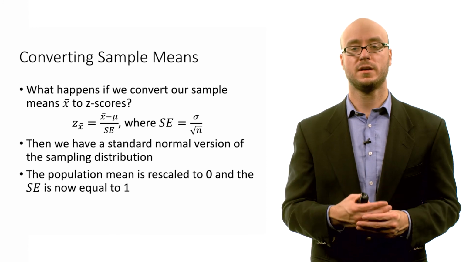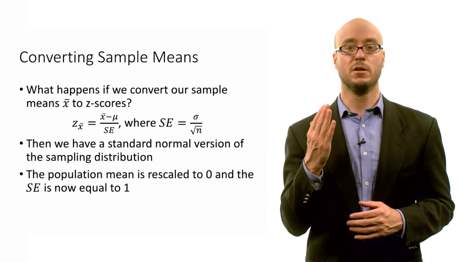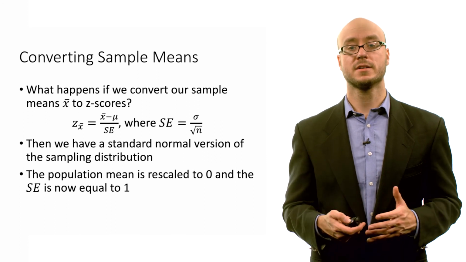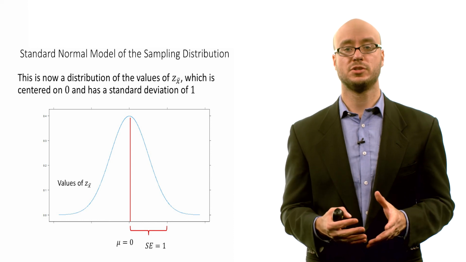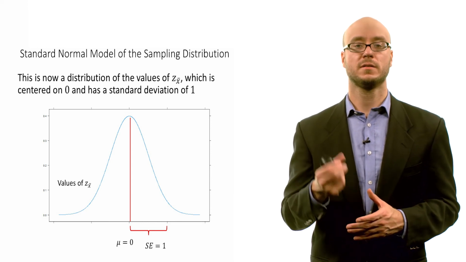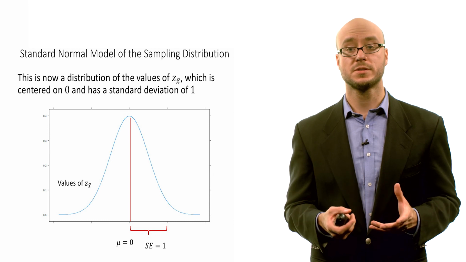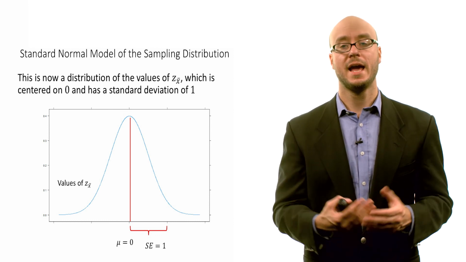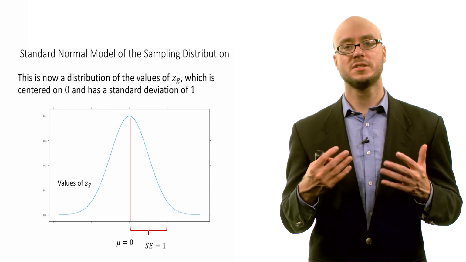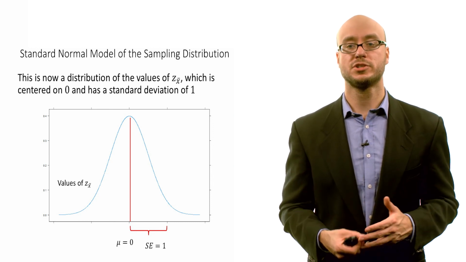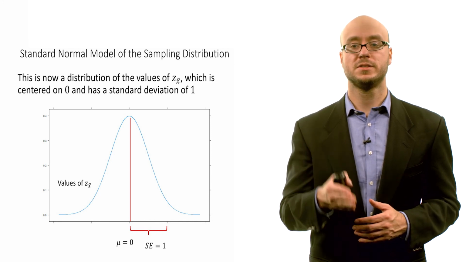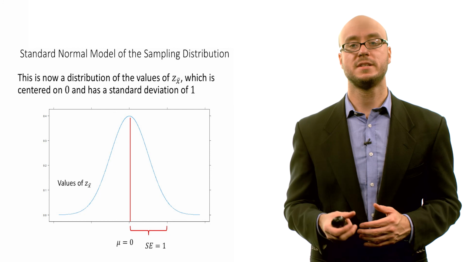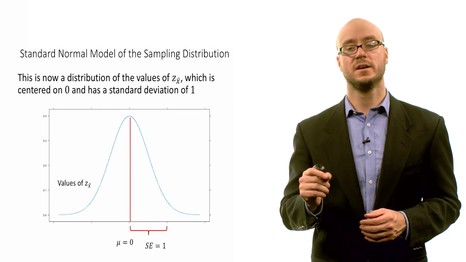Now we've converted the distribution, so the population mean is now 0, and the standard error is now equal to 1. So we can, in fact, use a standard normal model for the sampling distribution as long as we convert our values of the sample means into z-scores, right, by subtracting out the population mean and dividing by the standard error. So this is the standard normal model of the sampling distribution. You can see the population mean is now recentered, so it's 0, and the standard error is rescaled, so it's now equal to 1. And these are all values of z-scores for our sample means.